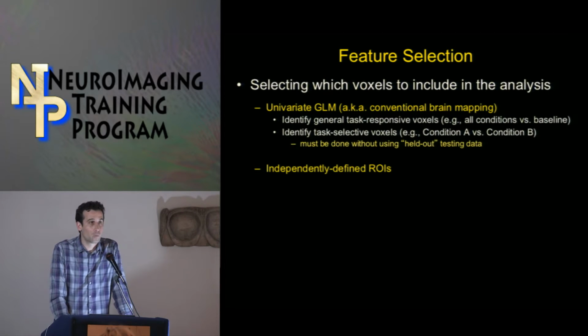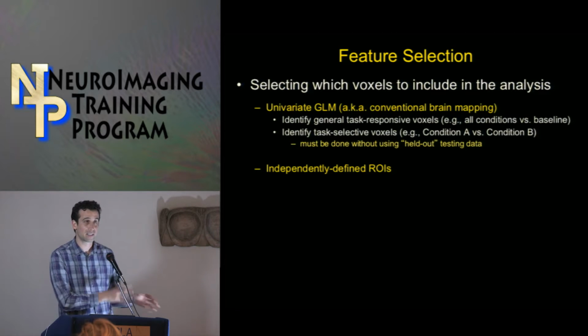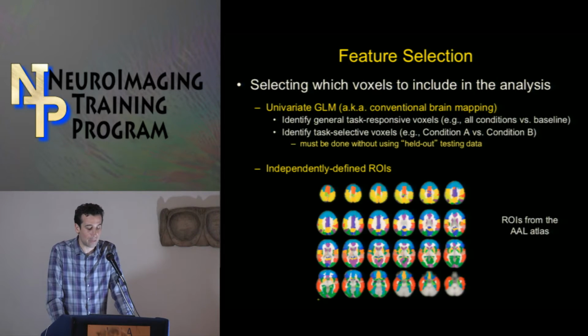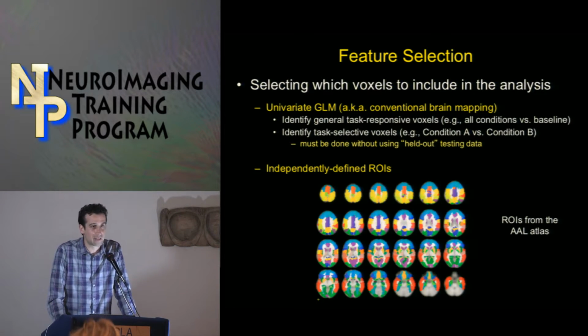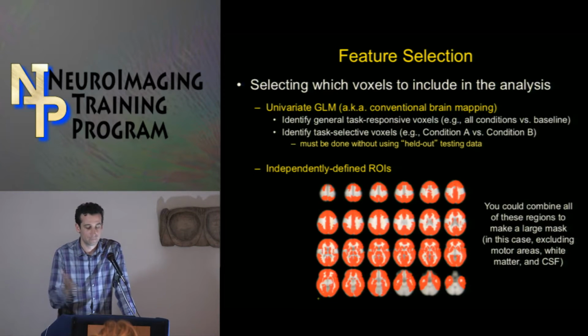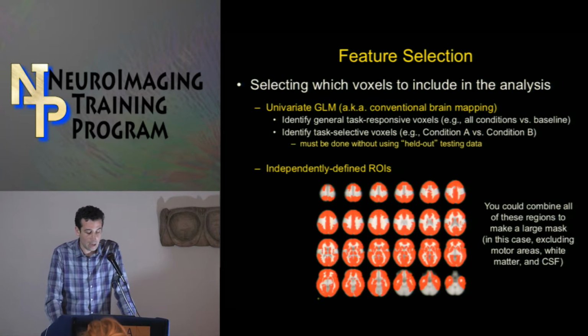So another way that avoids any potential pitfalls of what we call peeking: as long as you're doing your voxel selection within the training set, you should be okay with your testing set. But if you're concerned about that or want to do it in an easier approach, you could just use independently defined ROIs. These could be based on anatomy, like from the AAL Atlas or the Harvard-Oxford Atlas. You can pick individual regions that you're interested in. You could just put them all together and say, well, I'm interested in all the cortical areas, but I don't care about the ventricles or the cerebellum or the white matter. You might not care about the motor cortex, so you could throw that out, and so forth.